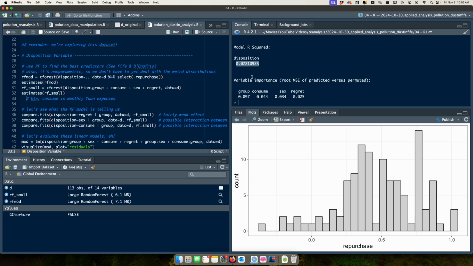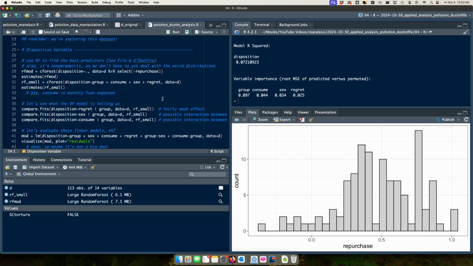So we're only explaining 7% of the variance. There's not much signal in the data. And then if we look at variable importance, group is the biggest predictor, followed by consumption, followed by sex, then regret. And so now my strategy is going to be to try to visualize what's going on.